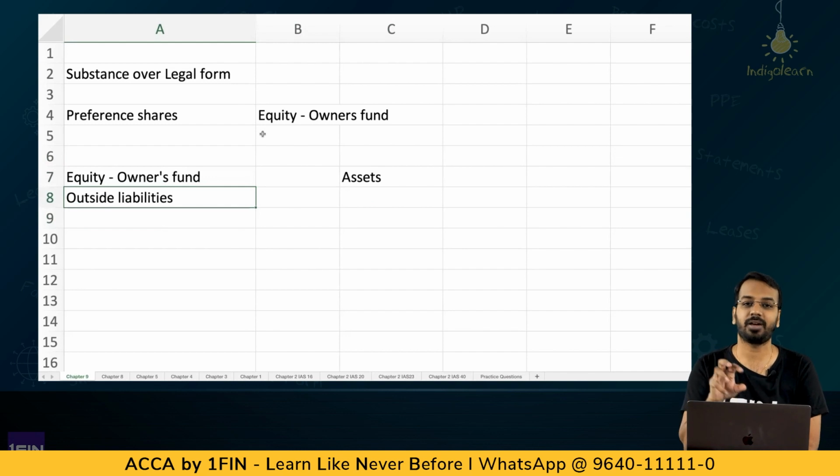So what IFRS, or the international accounting standards, say is that in such cases you have to look at the substance of the transaction and not the legal form. See, the legal form is that preference shares are owner's capital. But what is the substance of the transaction? Within 5 years or within 10 years you have to repay the preference shares. Then is it not something like a loan? That is what we need to examine and account for under IFRS, or under the international accounting standards, right?